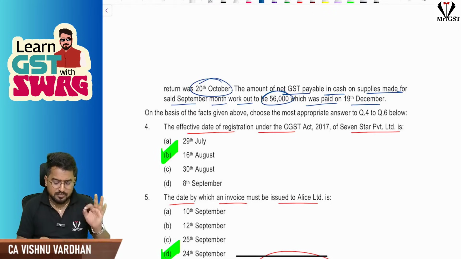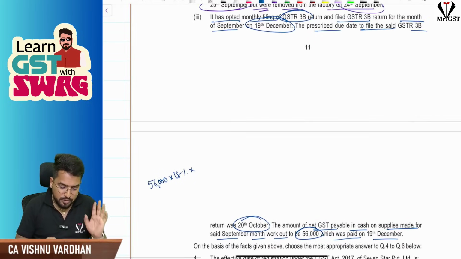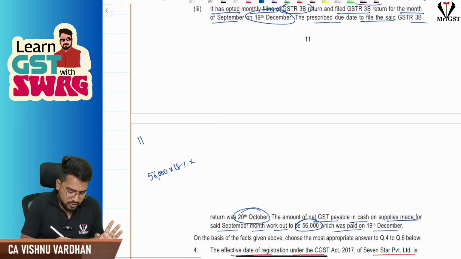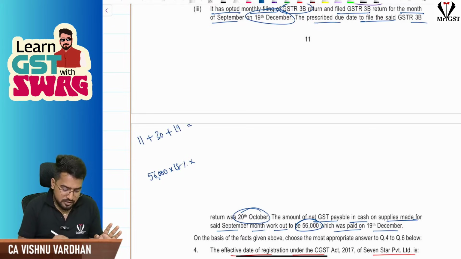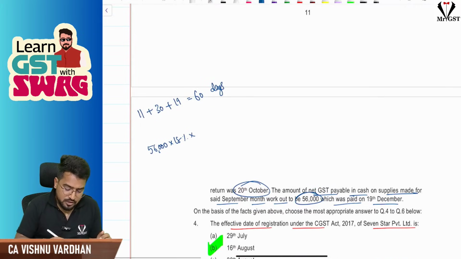So simple calculation. On 56,000, sir, you have to pay interest. How much? 18%. Okay. For how many days delay? 20th October, you should have filed it. October 11 days over, November 30 days over, December 19 days. So that means 30 plus 11, 41, 41 plus 19, 60 days delay, correct? So 60 days delay here. Okay, 60 days. So into 60 divided by 365.